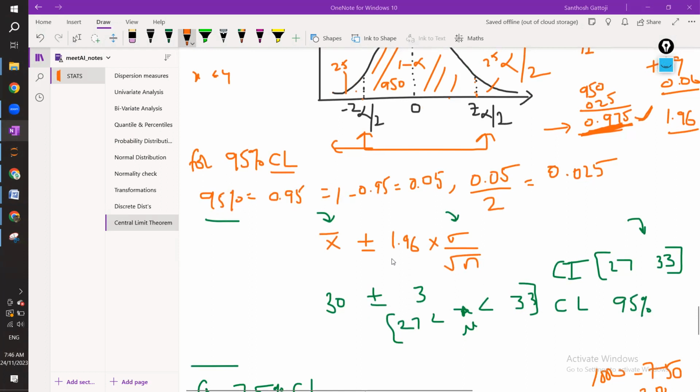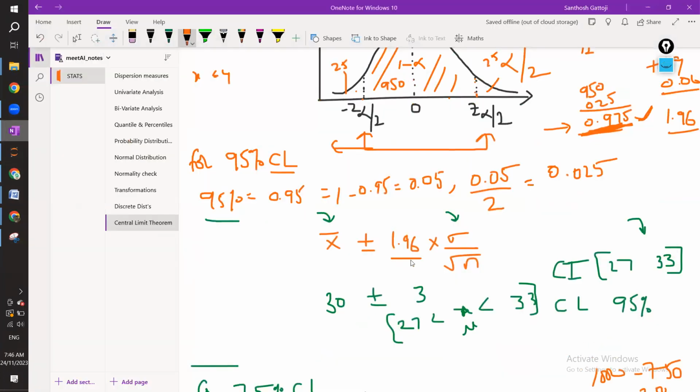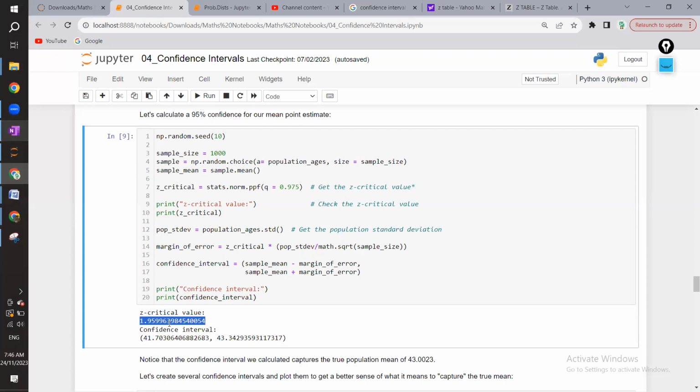1.96. Clear? Same. 1.9559, 1.96. Yes, Santosh. Okay, so this Z alpha by 2 value we got 1.96. Same thing. That value it will put over here.